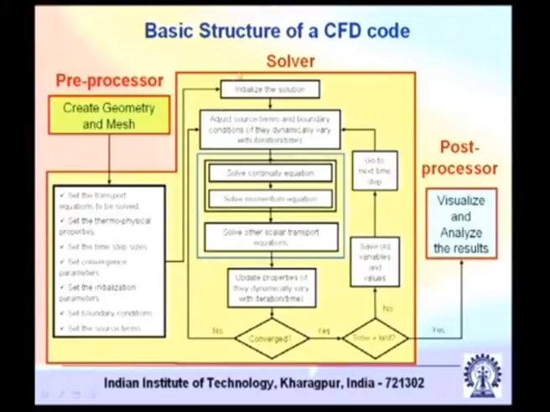In this way iterations are done in a solver, and once iterations have converged and you have come to the end of your time domain, time equal to last. If it is yes, then you come out of this solver and you go to the post processor, where you visualize and analyze the results in terms of graphical outputs, like in terms of contour plots, vector plots, like that.